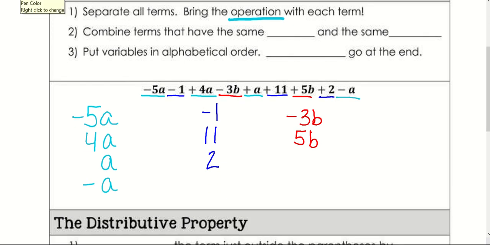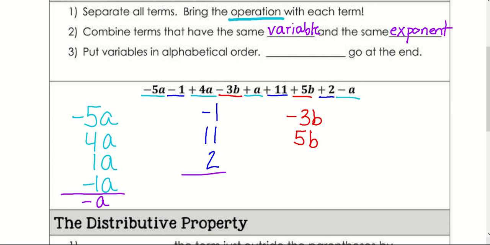So I've done step 1 by separating them all. And now I'm going to combine the terms that have the same variable and exponent, which will be much easier now that we did organize them in lists like this. Remember, when we have a variable without a number in front, the number we can put in front of that is a 1. So I have 1a and negative 1a. And now I'm going to add all of my coefficients together. So negative 5 plus 4, negative 1, plus 1 is 0, minus 1 is a negative a.